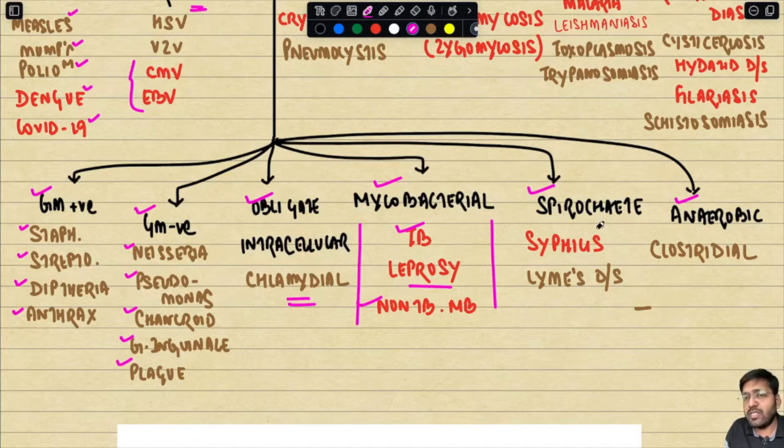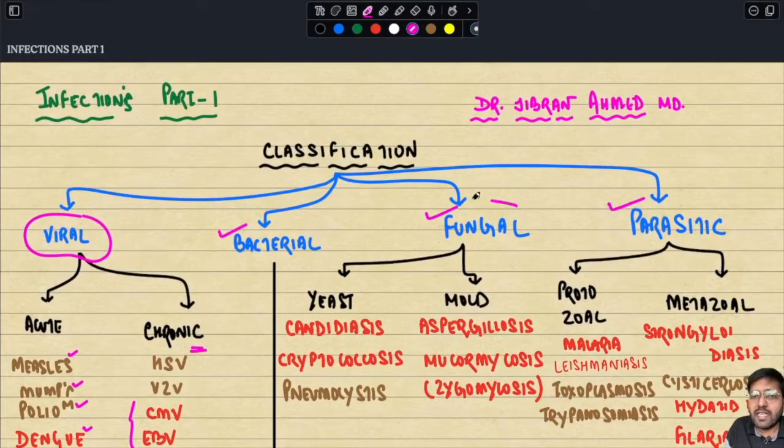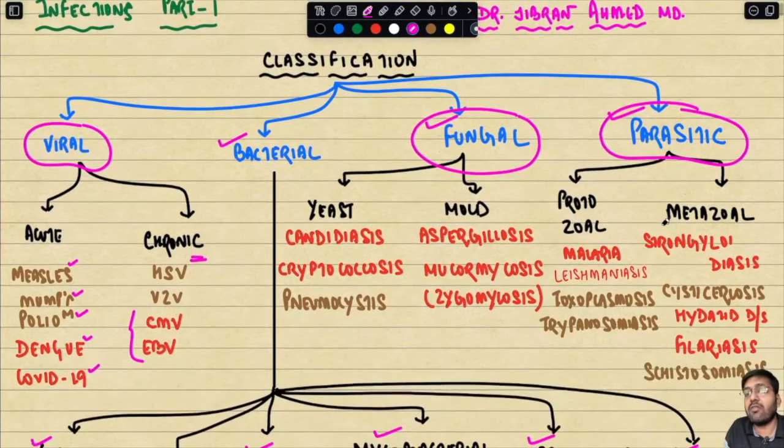Then under spirochetes, we have syphilis and Lyme disease, and under anaerobic bacteria, we have Clostridial infection. Now, what is more important from the exam point of view are the fungal infections and the parasitic infections, which are very frequently asked in the exam.